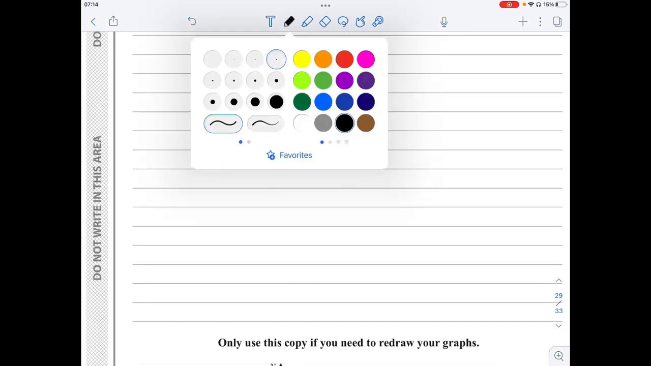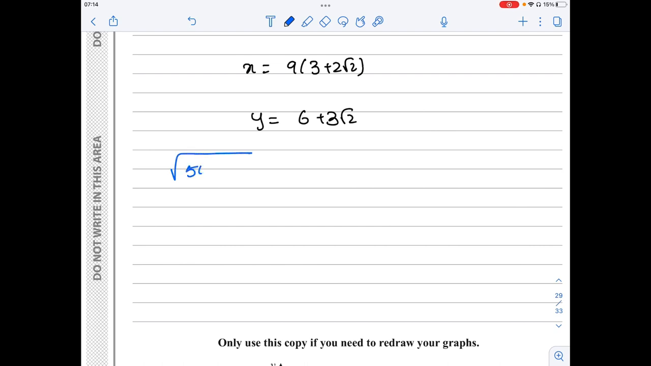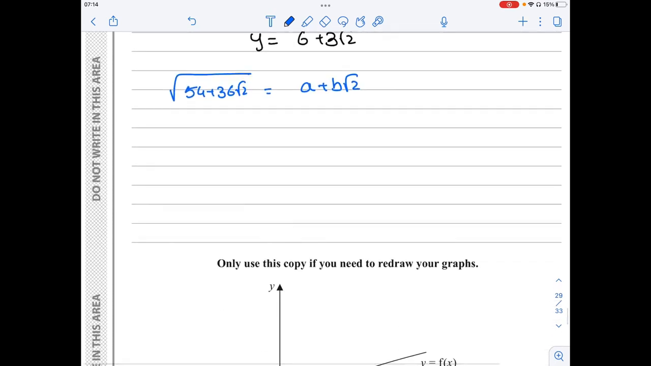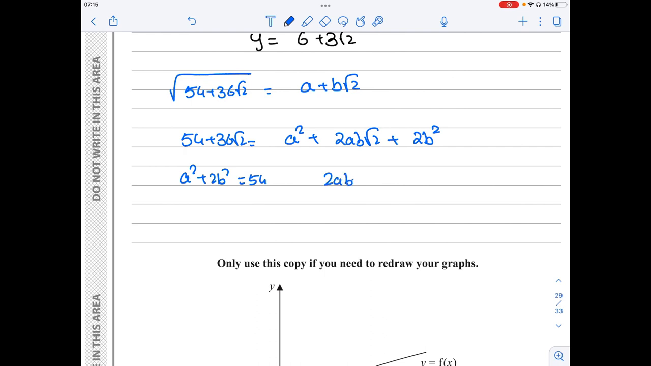Now another way is, I'll be writing it out over here. The square root of 54 plus 36 root 2 should be in the form of a plus b root 2. Squaring on both sides, what do I get? 54 plus 36 root 2 should equal a square plus 2ab root 2 plus 2b square. So from there we get a square plus 2b square equals 54, and 2ab equals 36. So ab equals 18. So we get the product of two numbers is 18, and a square plus 2b square equals 54.